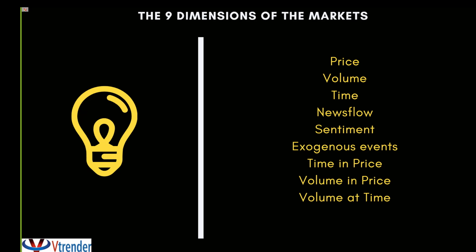Agreed or disagreed? 95% of people operate only on dimension 1, which is price. And there is another statistic which says that 95% of people fail in the business. I see a correlation between the two. It's only because people are not utilizing the remaining dimensions of the market well.